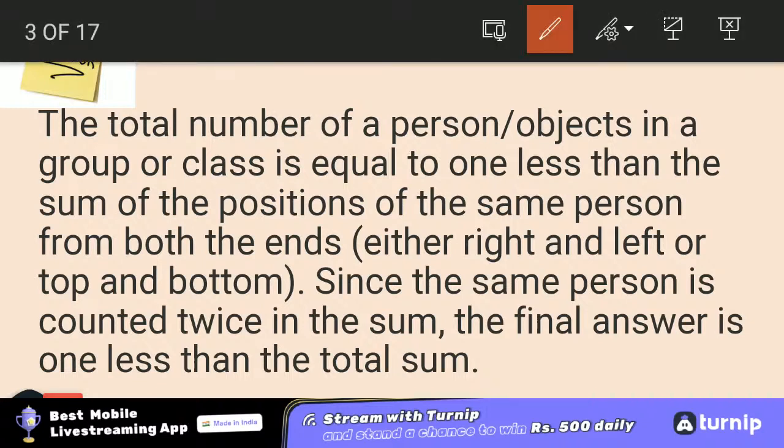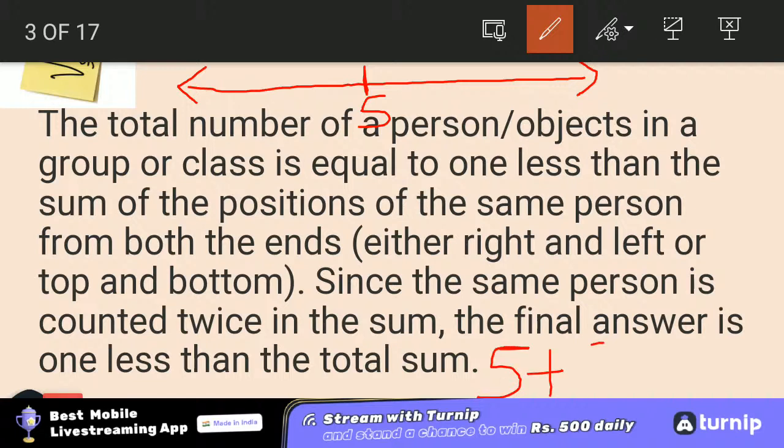But I'll explain it to you. If I say, I am standing in a line and I am fifth from the starting and sixth from the ending. So I am talking only about myself. So how many people are standing in the row? See, if I am fifth from the starting and sixth from the ending, that means 11 people. But here I am counted twice.